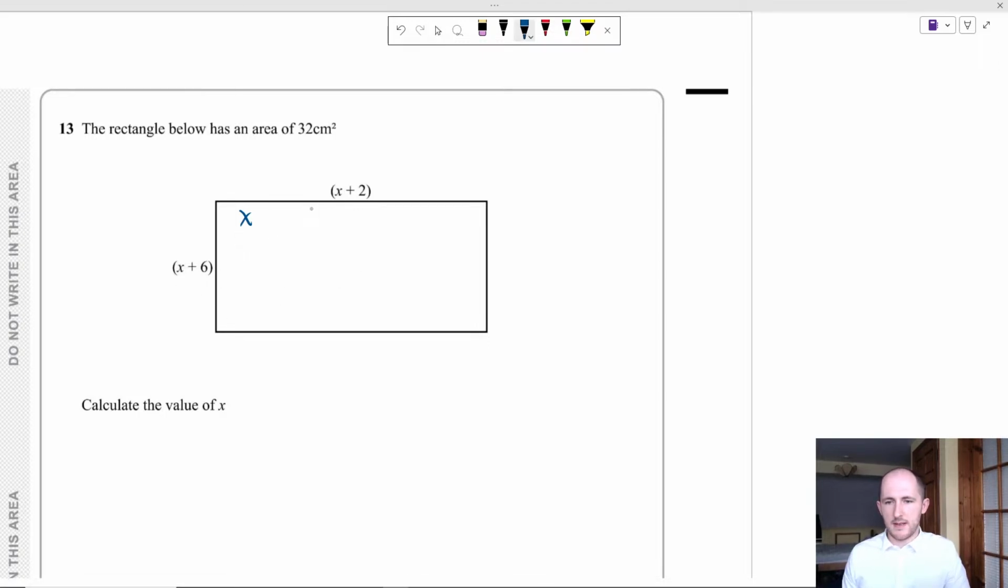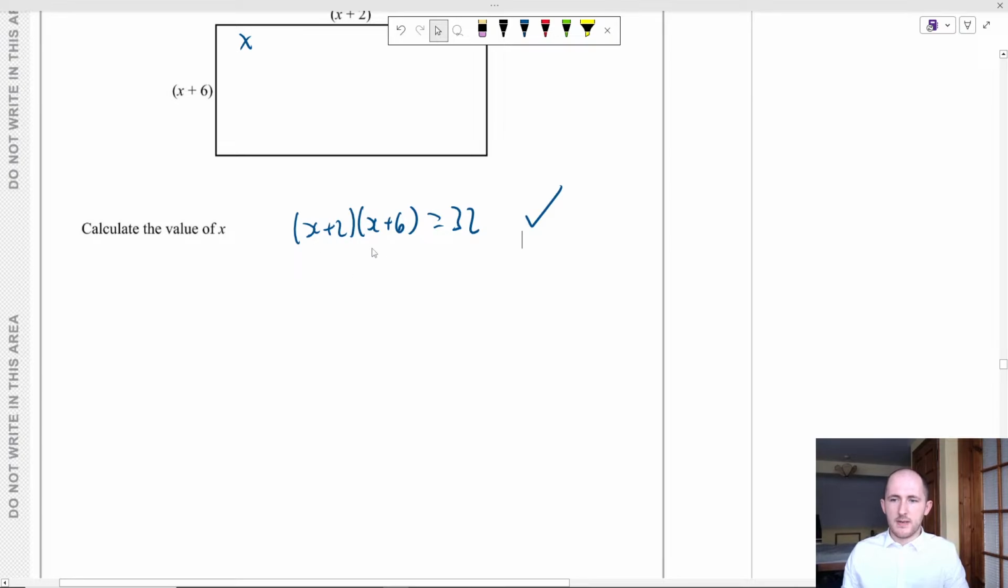If you times those two together, we get (x + 2)(x + 6) = 32, that gives you 1 mark straight away. Just writing out the formula gives you a mark. It's pretty handy. Then all you need to do is expand. If you're thinking, what on earth do I do? Here's the hint: expand and simplify. So x squared plus 2x plus 6x, so plus 8x, plus 12 equals 32.